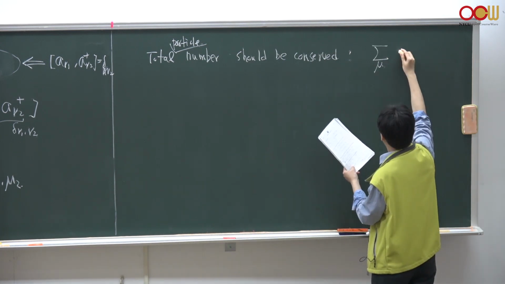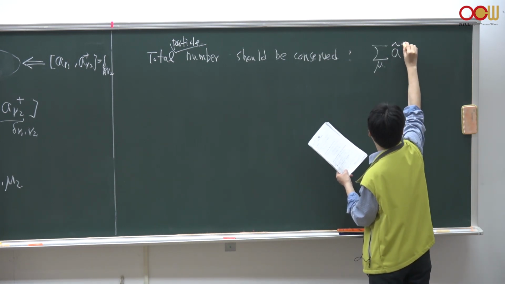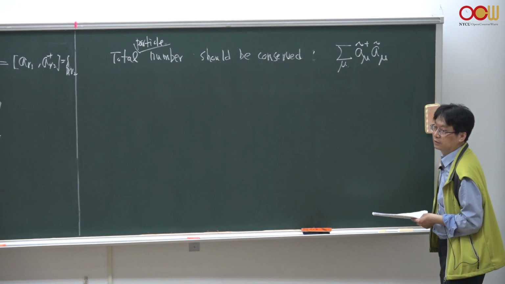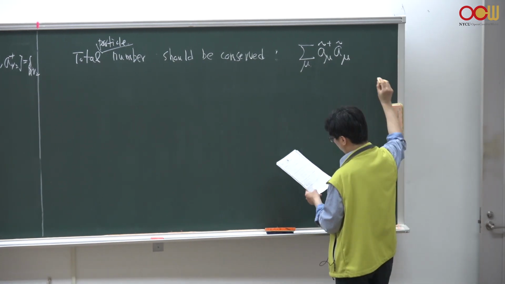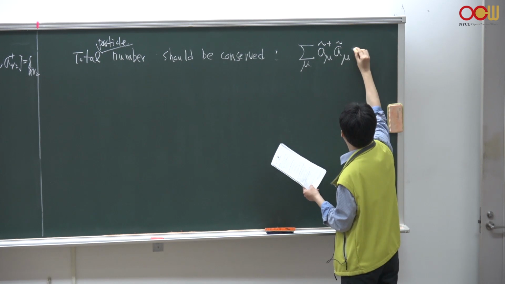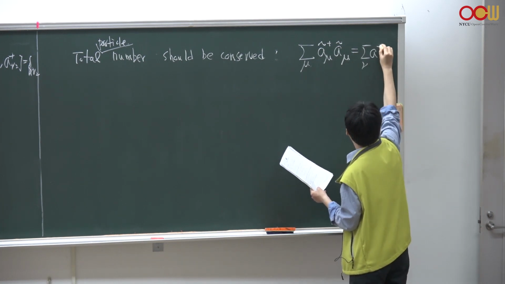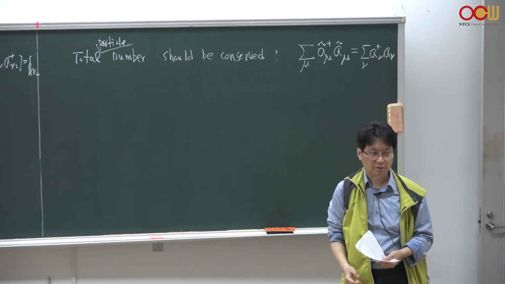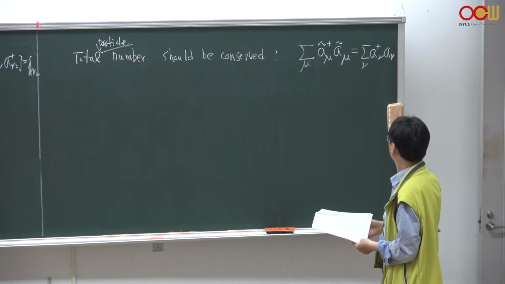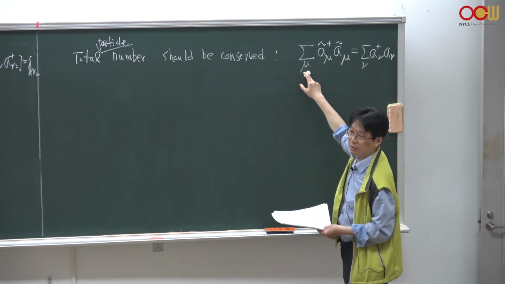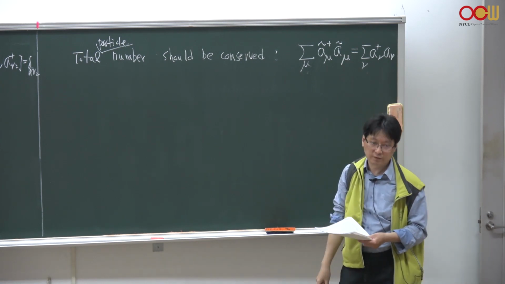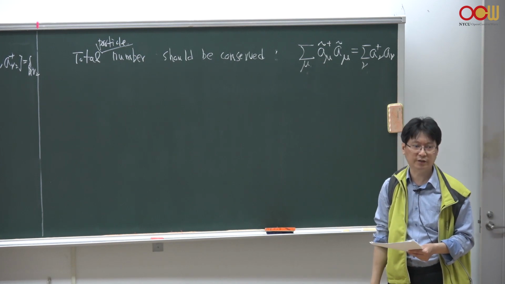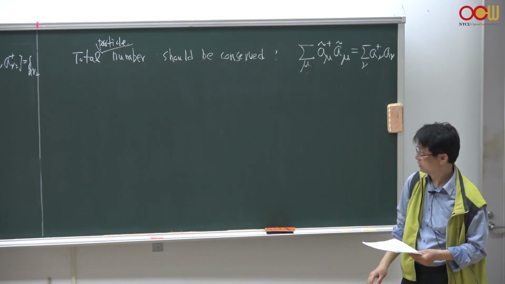So the total number in this mu or theta basis is defined as this sum over mu of a theta dagger mu, a theta mu, and we will see that this is the same as the sum over nu of a dagger nu, a nu. In other words, when you count the particle number and sum over all the particle number in either mu space or nu space, you get the same value. So the particle number is actually the same regardless of your basis.